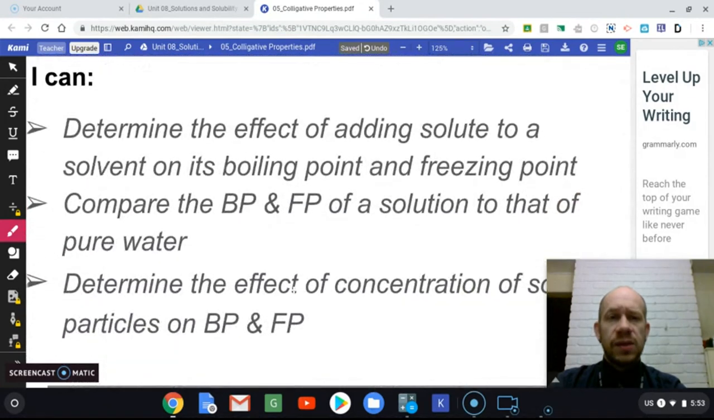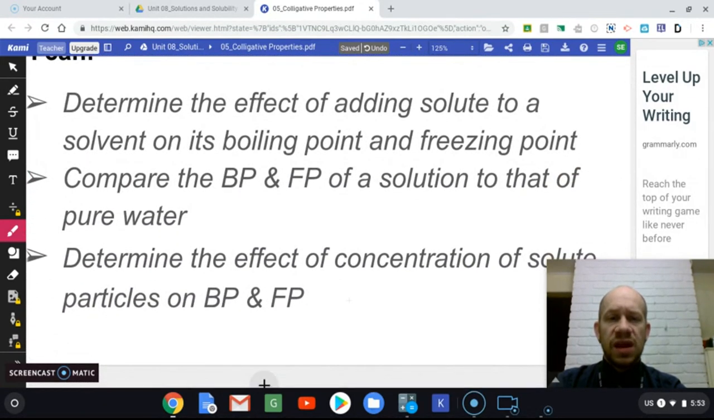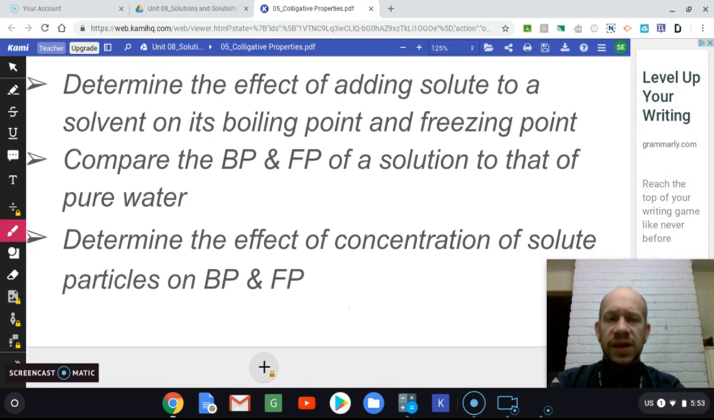So now you can determine the effect of adding solute to a solvent on its boiling point and freezing point. You can compare the boiling point and freezing point of a solution to that of pure water, and you can determine the effect of concentration of solute particles on boiling point and freezing point.